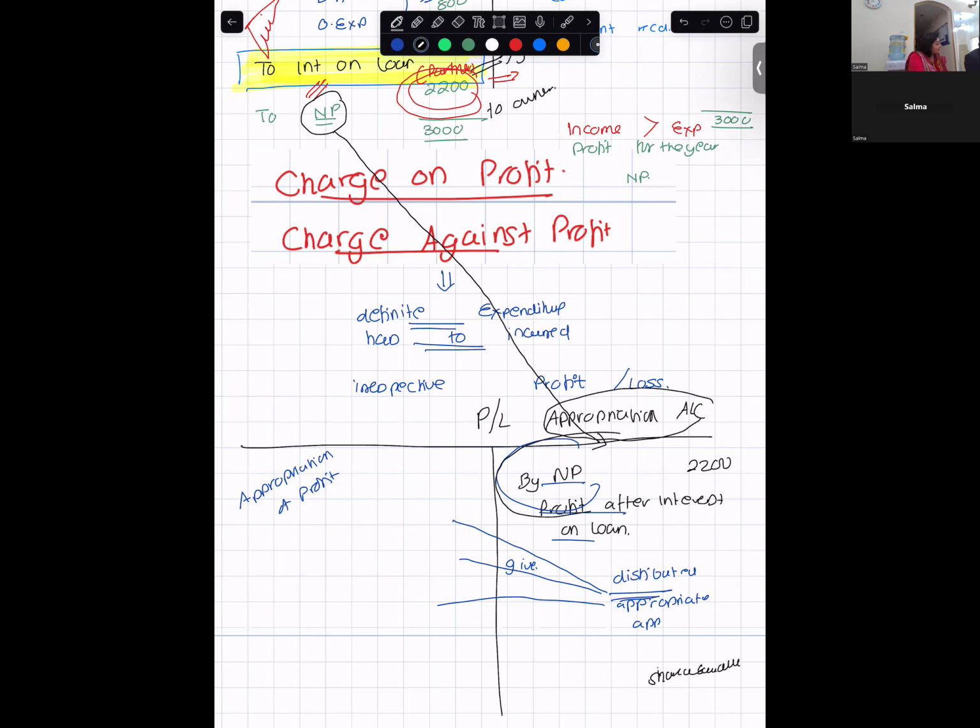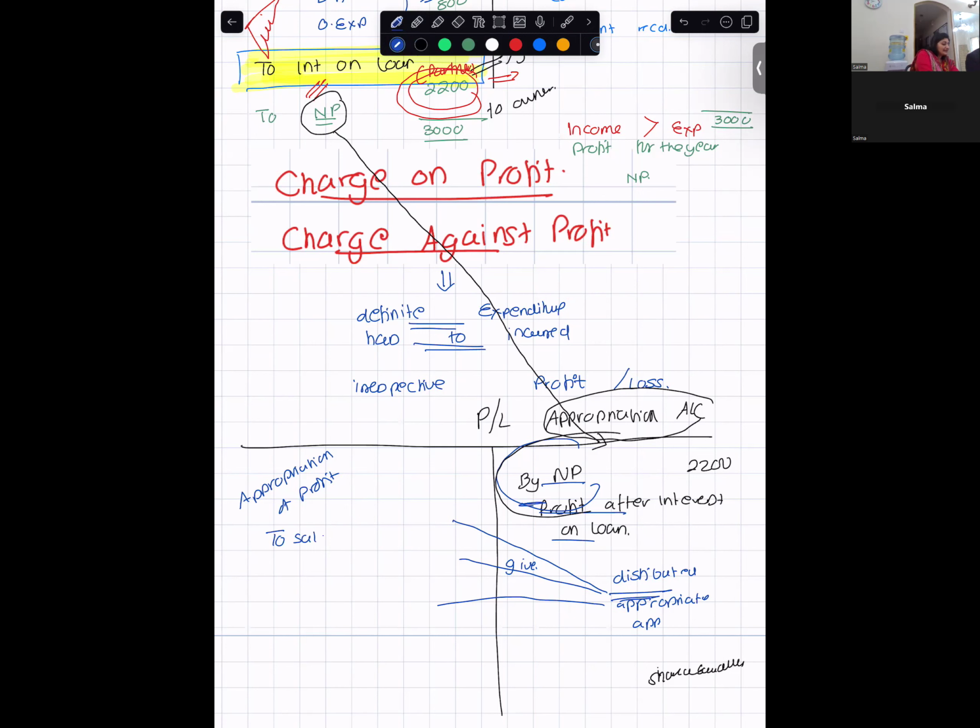When there is no partnership deed, there is no interest on capital, no interest on loans, no salaries, no commission, nothing. But if there is a partnership deed, I need to appropriate profits. Appropriation of profit happens between the firm and owners. So this main profit is appropriated to the owners.